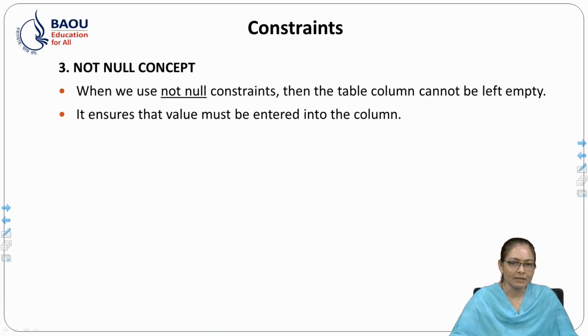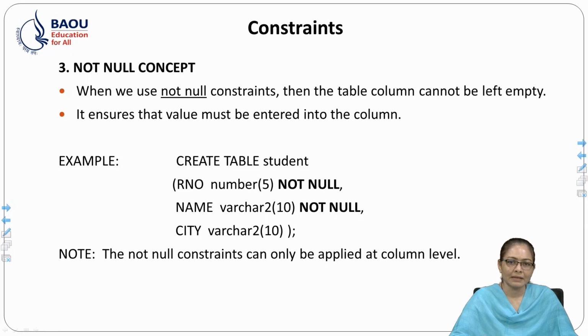When we use the not null constraint, the table column cannot be left empty. It ensures that a value must be entered into the column. When some field is compulsory in the application form, then those fields are declared as not null in the table. For example, create table student, roll number in the bracket 5, then not null. Here we apply not null, meaning the roll number is a compulsory field. You must enter the data into the roll number.